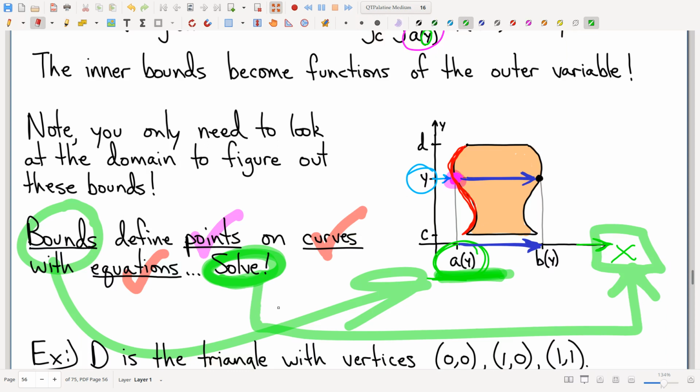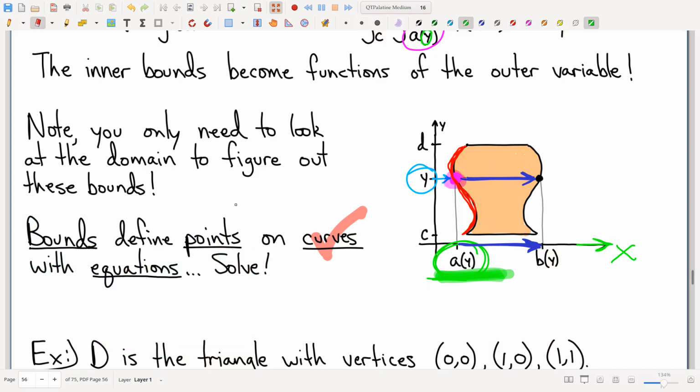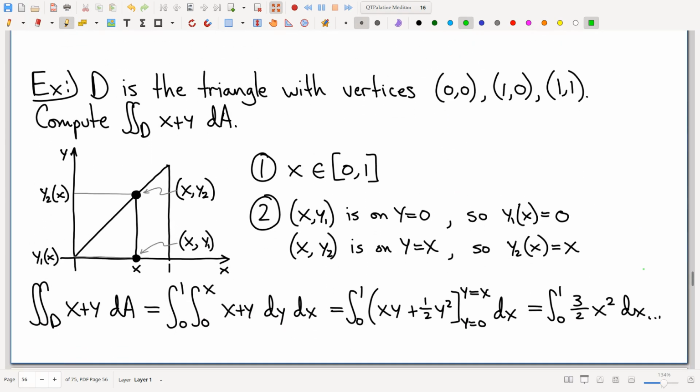Okay, let's do something. Picture gets all messed up. Okay, here we go. Okay, all right, so first example.